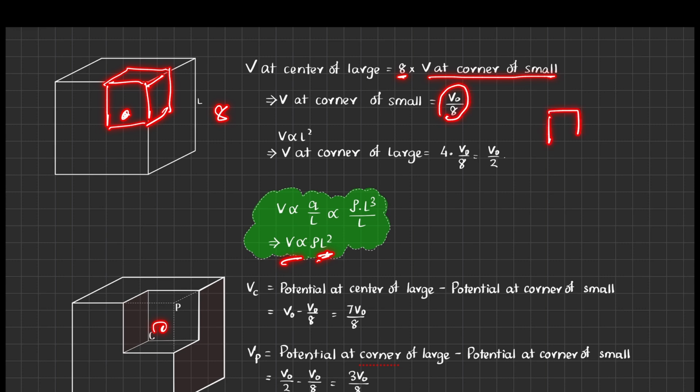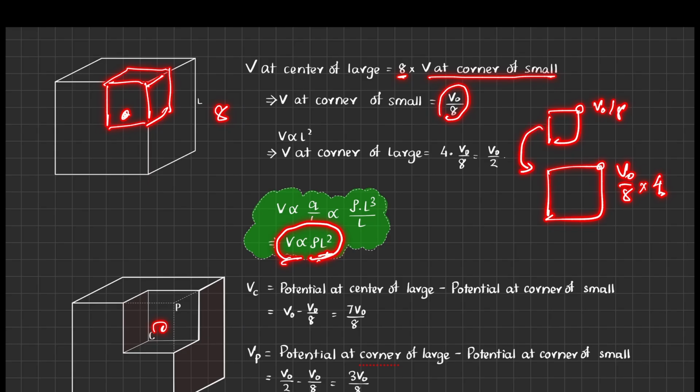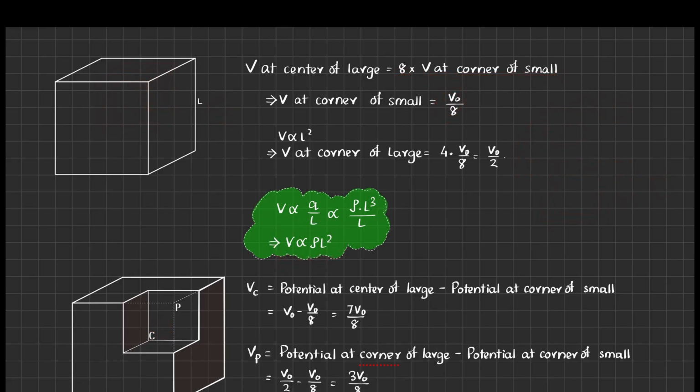Now the smaller cube's corner potential is V naught by 8. Then the larger cube's corner potential will be V naught by 8 into 4. Why multiply by 4? Because we already know V is proportional to L square. As the length becomes double, the potential will become 4 times. Now we know the corner potential.